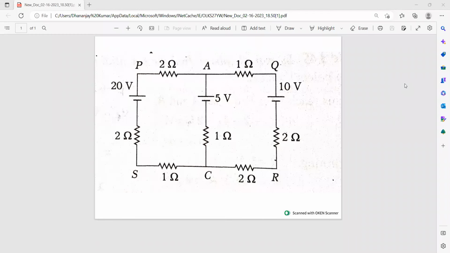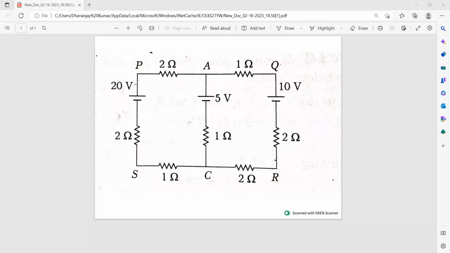So in this question, we have to find out the current through the 20-volt battery. That is, we have to find out the current in this branch, PS. The current through the 20-volt battery is the current in the branch PS. We will be using Kirchhoff's loop law to find out the currents in different branches and find the current through this 20-volt battery.